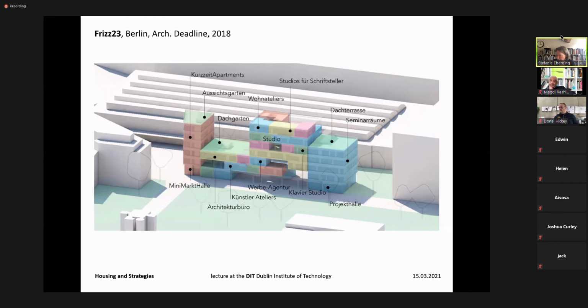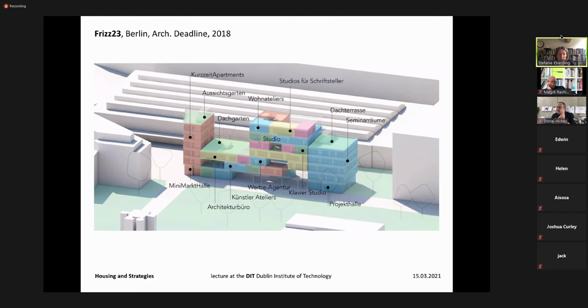So I hope I could show you some interesting new and old architecture. And I would like now to conclude with the FRIZ 23 project in Berlin. It provides a bunch of functions like artist studios, an architecture office, a supermarket, roof gardens, residential spaces. So it's a multi-use building.